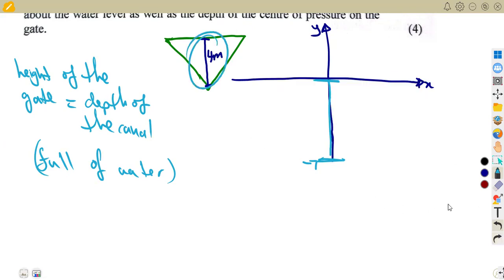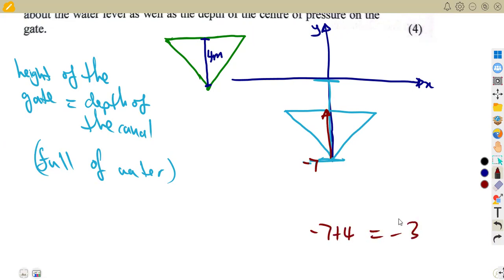Because its height is 4 meters, but the canal is 7 meters high. So the triangle is going to cover only 4 meters, which it has on its height here. So if it covers 4 meters from -7, if we go up 4 units, if we add 4 units there, we get what? -3. So the triangle is going to be starting at -3, ending at -7, where the canal is ending. Because if you place it in the canal, it is going to be at the bottom part of the canal. So we start to calculate from the bottom part going up.